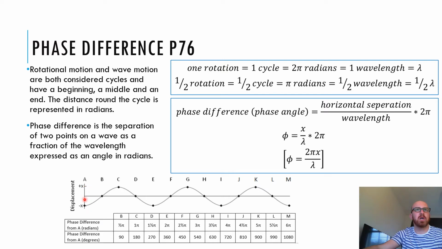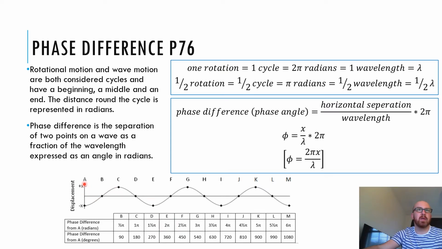If you're starting at A and going to B, the formula here is that the phase difference or phase angle is the horizontal separation divided by the wavelength times 2 pi. So the horizontal separation would be the distance between A and B horizontally. For C, it would be A and C horizontally, D, A and D horizontally, and E would be A and E horizontally. If you look at A and E, for example, there to there is one complete wavelength. So the horizontal separation would be equal to the wavelength. So it would be 1 over 1 times 2 pi. So A to E is just 2 pi.